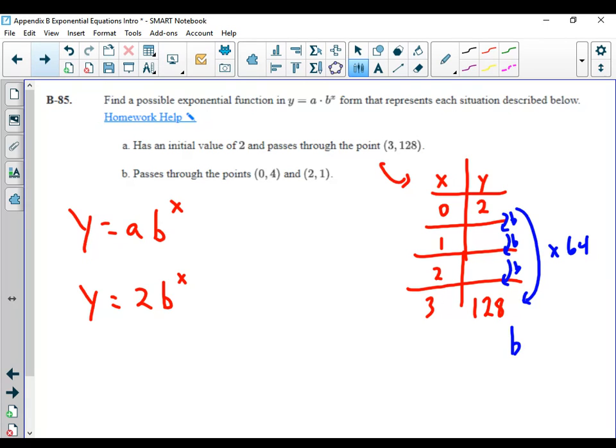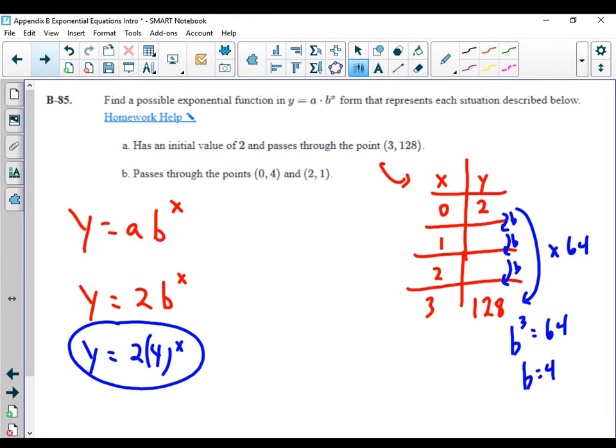Or in other words, I need B cubed to equal 64. Well, B cubed is 64. What was our B value? 4. And now I know the rest of my equation. So maybe a table would be helpful in order to find that. We're going to talk about some other strategies today that you might use, especially if you don't have that initial value given to you, that you might have to use in order to find your equation. All right, so that was kind of a lead into what we're going to do today, so I want to make sure you had an idea of that.